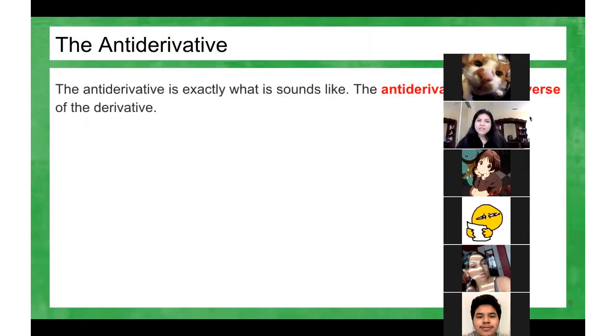First thing. So the antiderivative is actually exactly what it sounds like. The antiderivative is the reverse of the derivative. That's exactly what we're doing when we're doing an antiderivative.